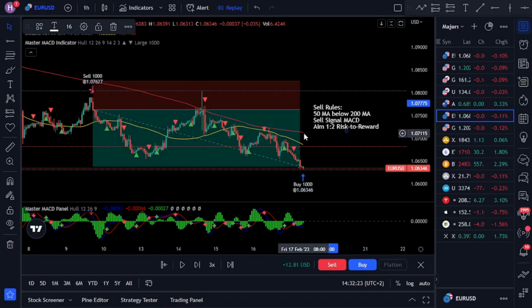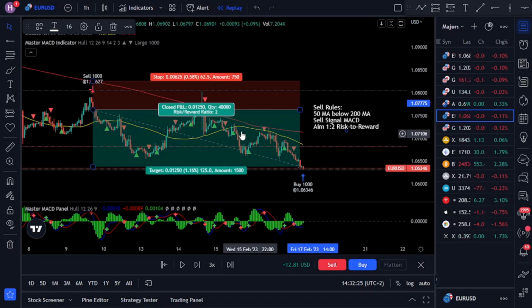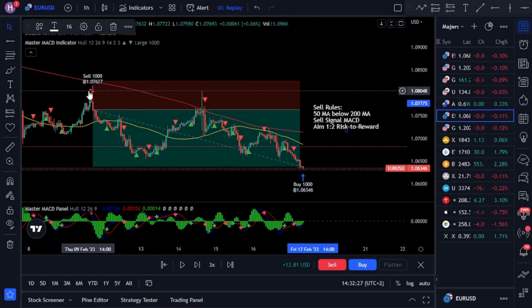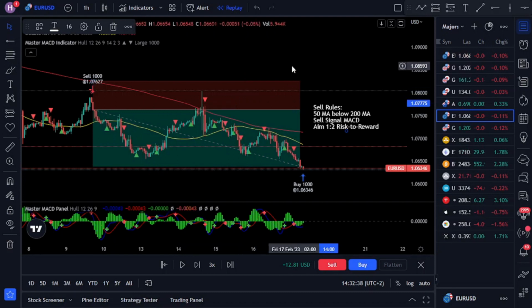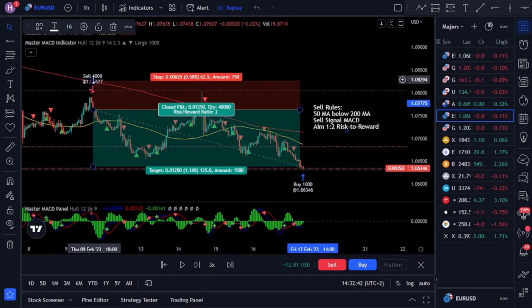Remember, when the yellow line is below the red line, we are only taking sell trades. Place your stop loss above the 200-day moving average and aim for 1 to 2 risk to reward, meaning for every 1% of the account that you risk, you should aim to make at least a 2% return. Next, let's take a closer look at the rules for a buy or long trade.